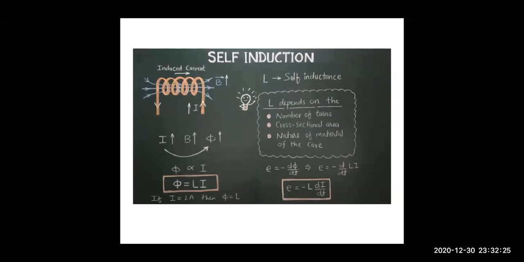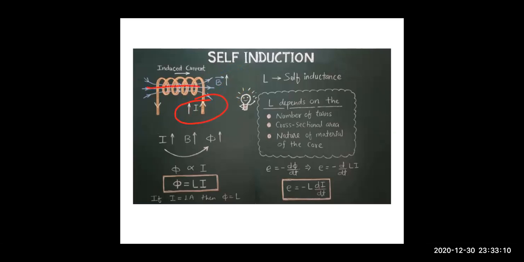So children, self-induction, right? Now we know, children, that when we pass current through a coil, a magnetic field is produced, right? If you pass current through this coil, magnetic field, that is B, will be produced in the coil. Due to this magnetic field, the magnetic flux will be linked in the coil. The magnetic lines will be passing through the coil, right? Now children, if we change the magnitude of the current, then the magnetic flux that is linked with the coil will also change.